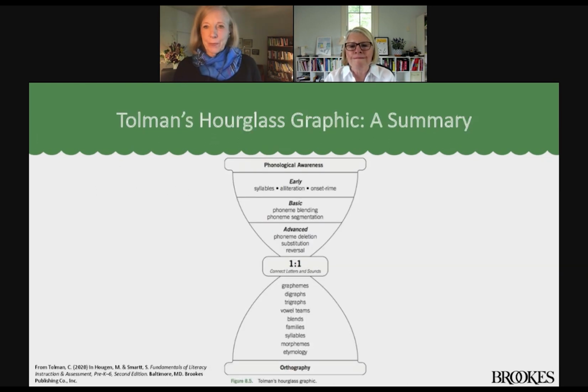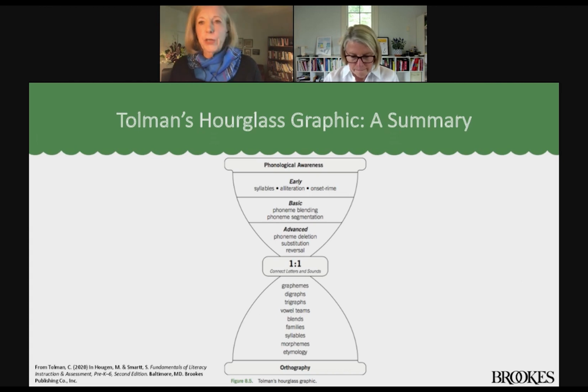Next slide. This is Tolman. Carol Tolman is also a contributor to our book. She developed this hourglass, and it's a very succinct summary of the skills, starting with phonological awareness all the way through orthography. I know it may be hard for some of you to read, but it includes the various steps that we know from early syllables, alliteration, onset rhyme that Susan was talking about before, and then the basic phoneme skills, like segmenting and blending, which most teachers do a little bit of, and then they stop, rather than going on to the advanced.